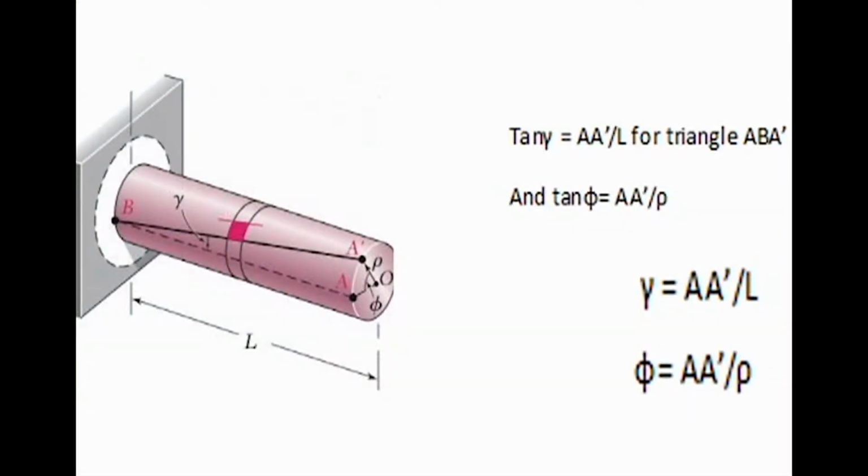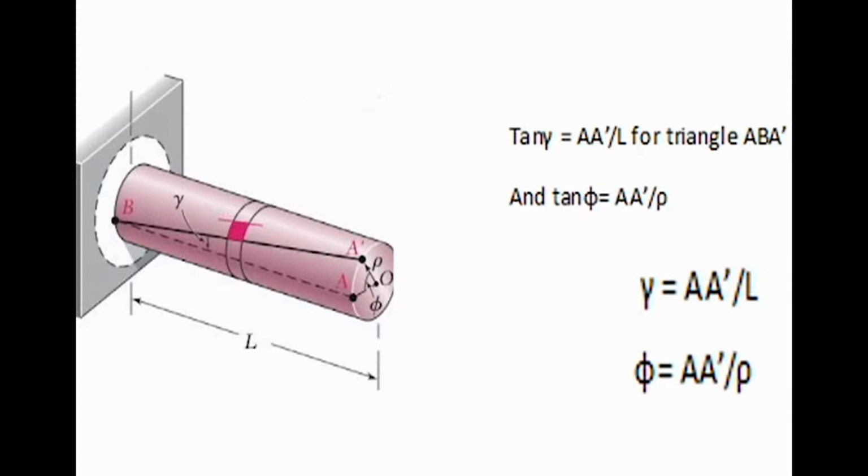Let's look at this diagram. There are two different triangles, ABA dash and AOA dash. Taking the tangent of both triangles formed on the diagram, we say that tan gamma equals AA dash over L for triangle ABA dash, and tan phi equals AA dash over rho.